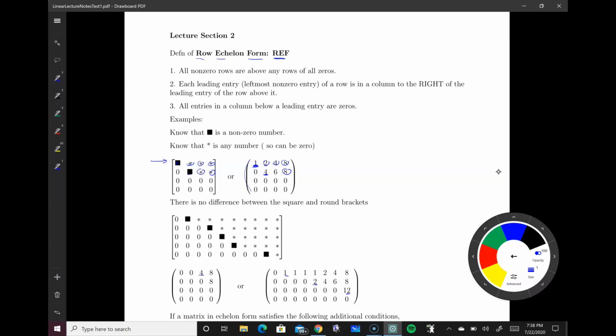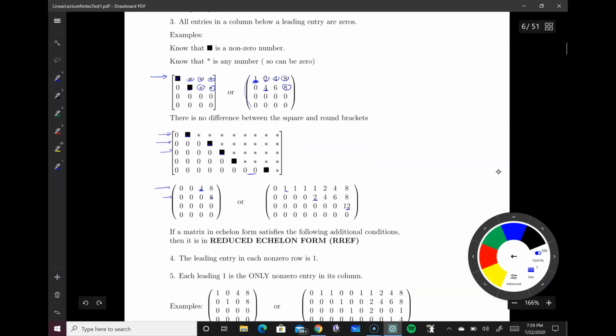All right, so here, leading entry on this row is here. Leading entry on this row is here. So the leading entry on the next row is to the right. So it could be a couple of spaces over, but it's over to the right. The leading entry here is all the way over here, and then the next row is to the right. So these are examples of REF.